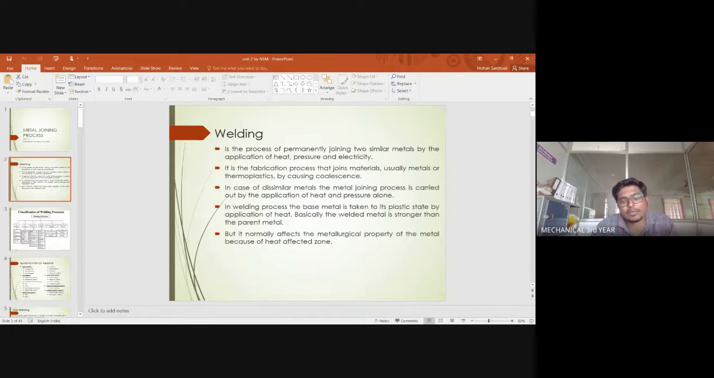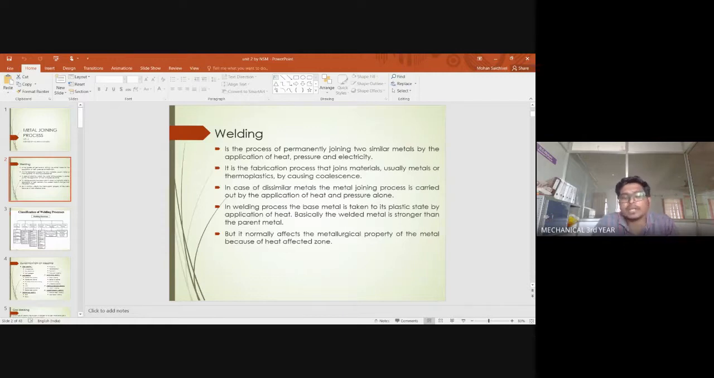Consider that you have two plates like this. One plate is kept like this, and the other plate is like this. You have to join these two plates. So you have to create the heat in this particular area. On the corners, you have to apply the heat, and that heat has to be maintained until it reaches the coalescence state. Coalescence state is nothing but when it gets converted into red hot iron. That is the stage where the welding can be completed.